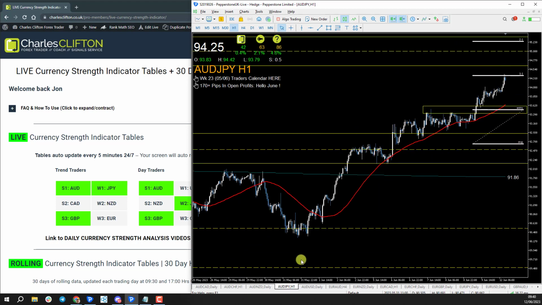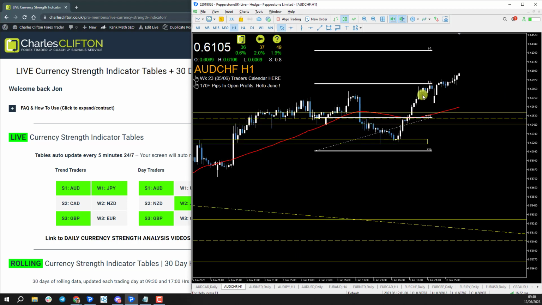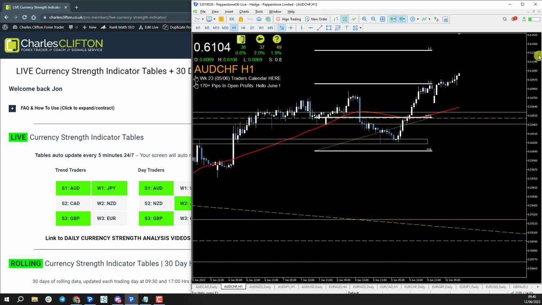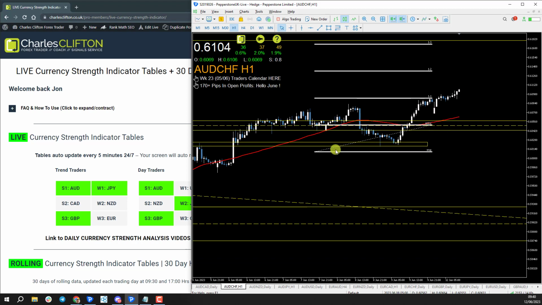Obviously, Aussie the strongest currency. Aussie Swiss still remains as well. So if you were still long Aussie Swiss and you didn't get out, like I said before, you're probably around 52 pips up. And you could look for a potential other entry on this one.